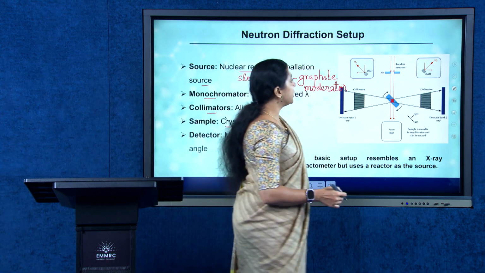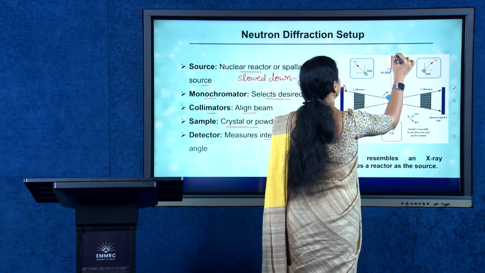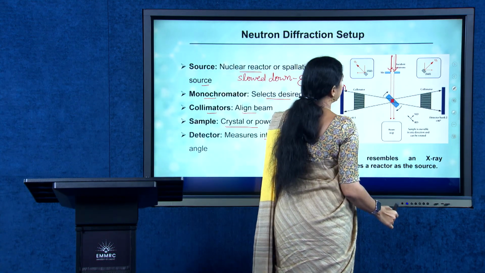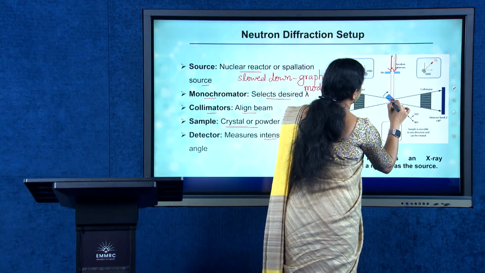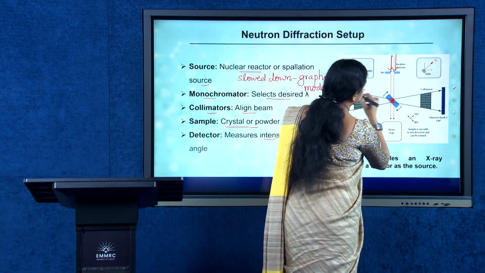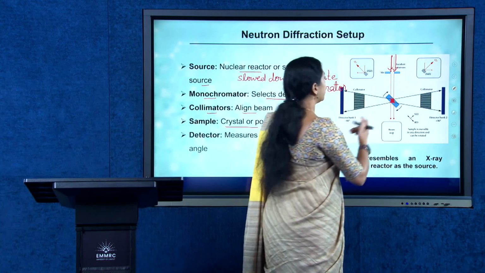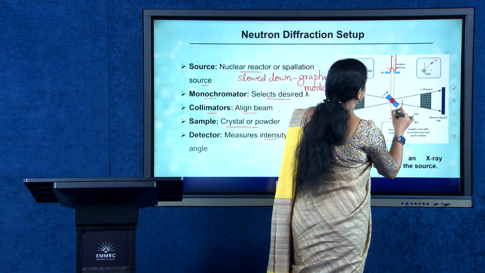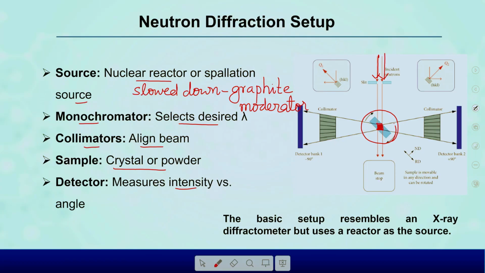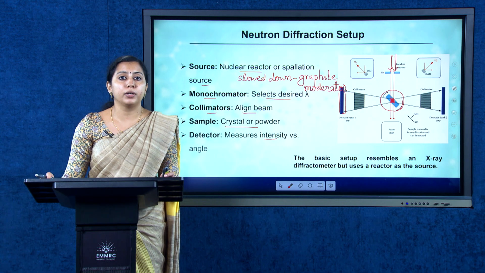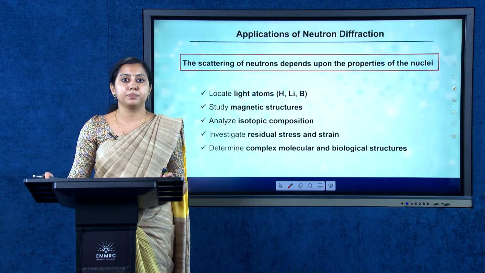In this figure you can see incident neutrons from the nuclear reactor source passing through a slit and falling on the sample. Similar to the rotating crystal method, the powdered sample or the crystal can be placed on a rotating disc so that you can rotate it in every possible direction. The neutrons falling on it will get scattered or diffracted, and the diffracted beams are detected by the detector. So, this is about the neutron diffraction experimental setup.